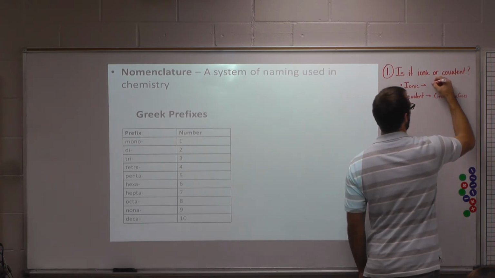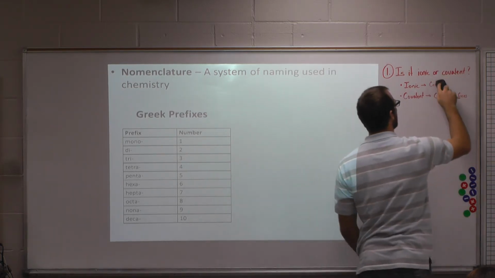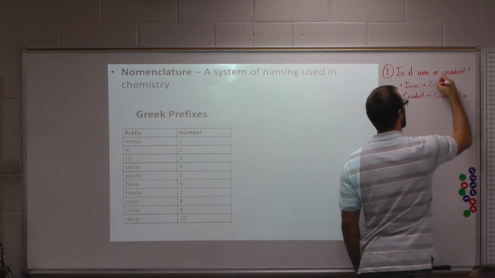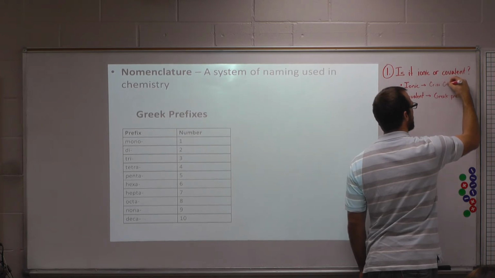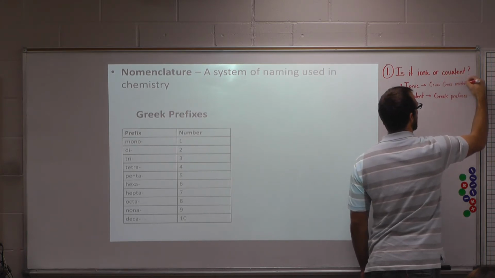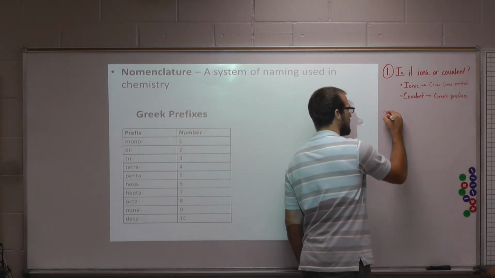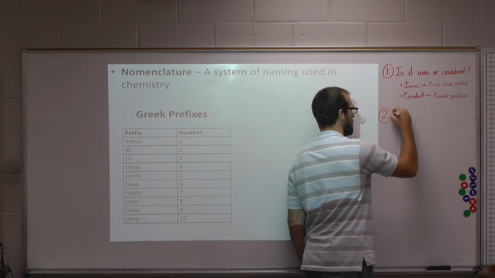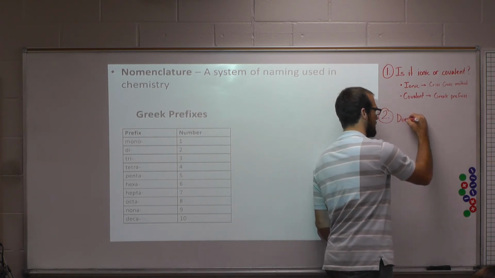If it has a transition metal, I'm just going to state the crisscross method. You don't really use the crisscross method when you're doing the naming, but if you can remember that, it'll help you. Okay? Second question you must ask yourself is this. You're going to want to write this in, guys.